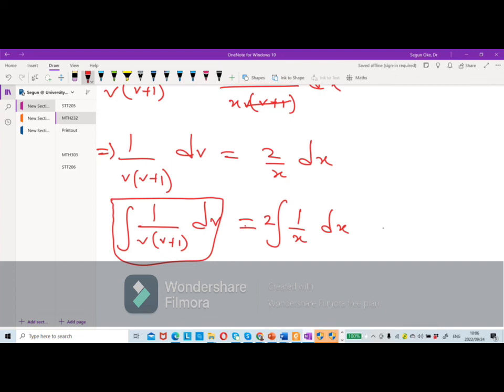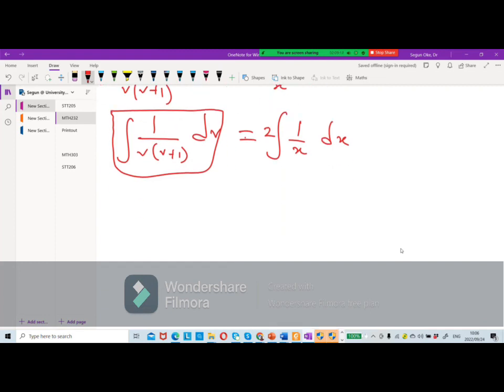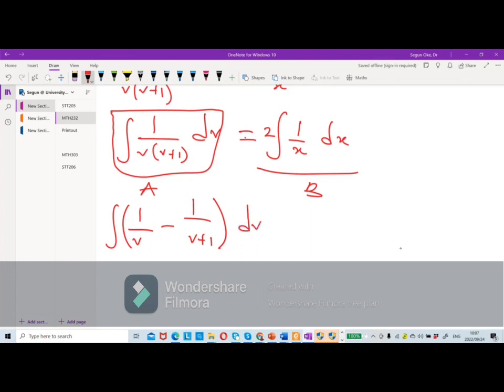So if you solve it very well, this particular, just tell me A equals to, you call this one A, you call this one B. So our A, if you solve it very well, you solve it in partial fraction, you have 1 all over V minus 1 all over V plus 1. Now dv equals to 2 integral of 1 all over x dx.